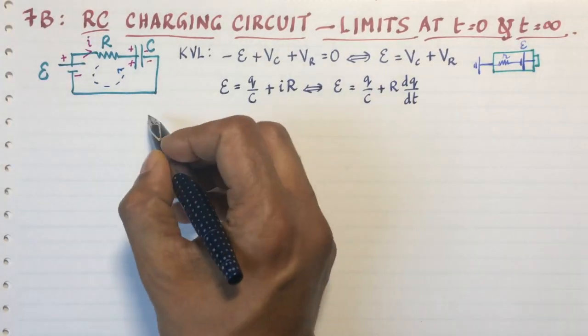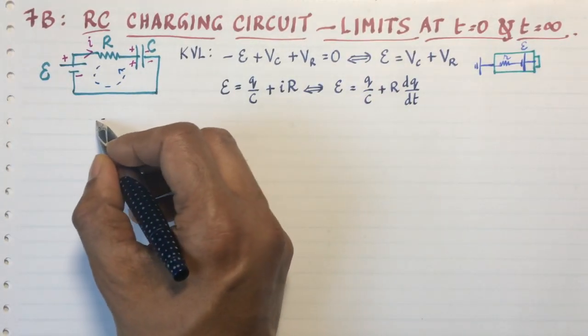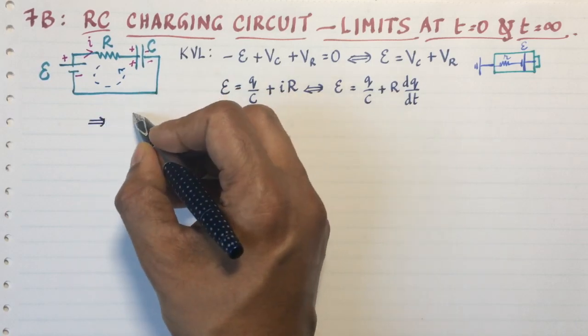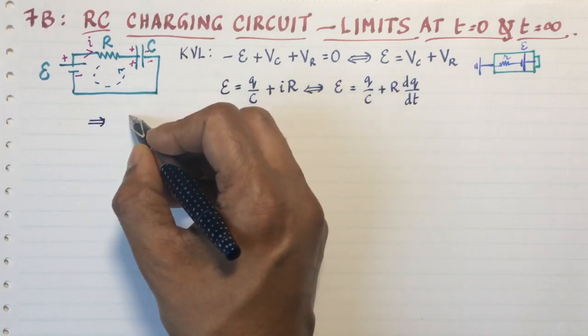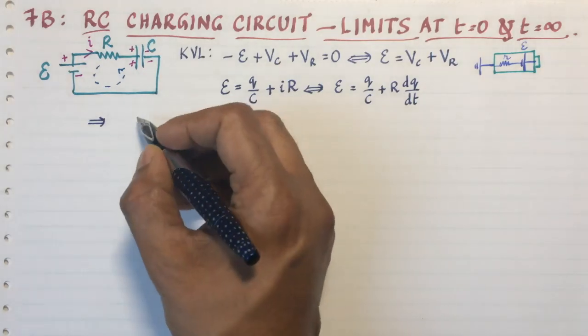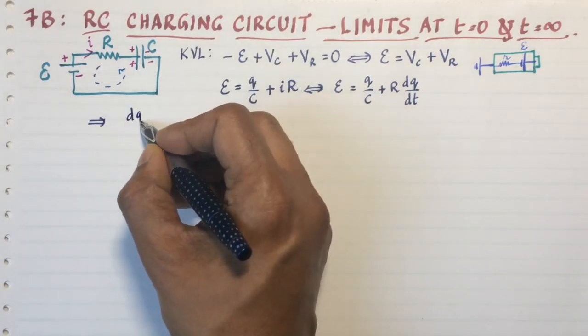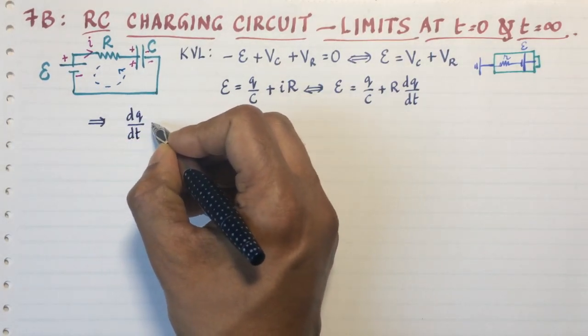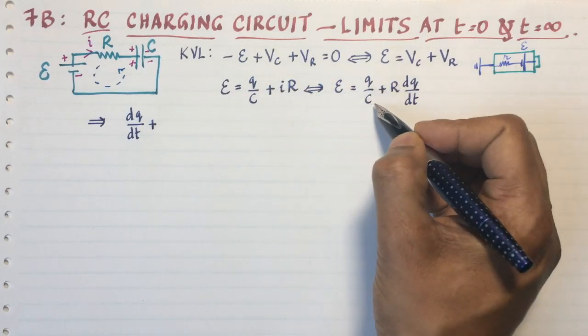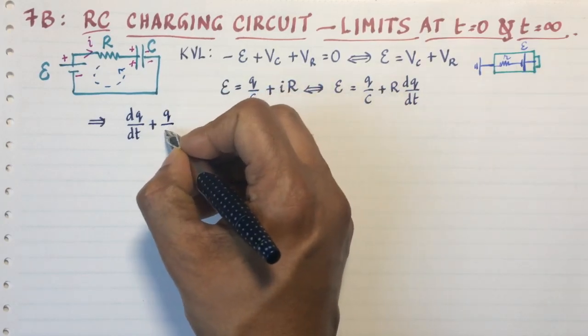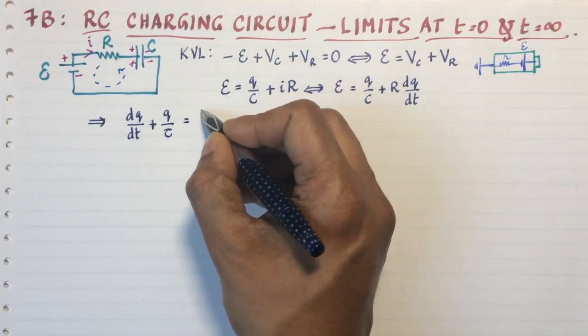So what I'll do here is I'll do a few rearrangements of these terms. So I'm going to get, first of all, there's nothing wrong with dividing the whole thing by r. So I'm going to get dq by dt, and if I divide by r, q over rc becomes q over the time constant, is equal to e over r.